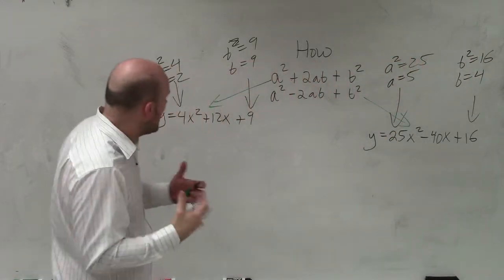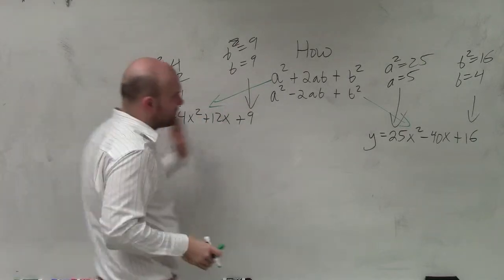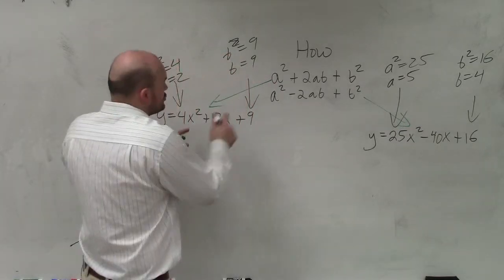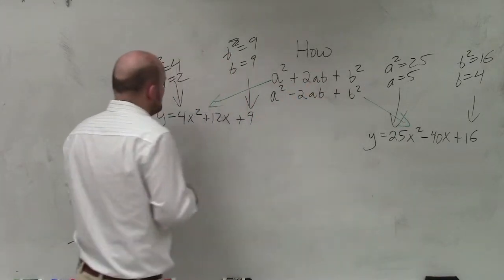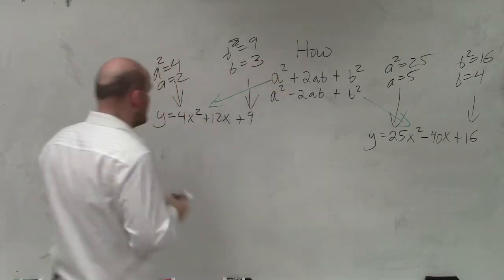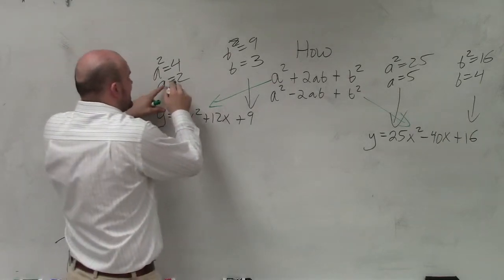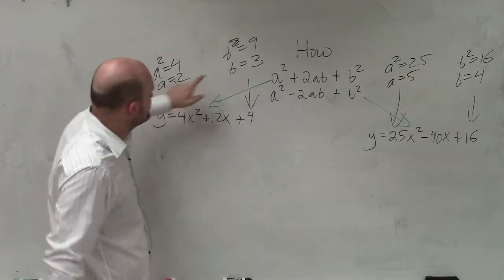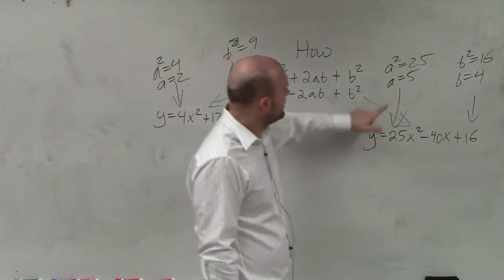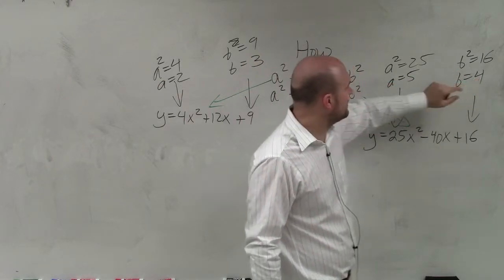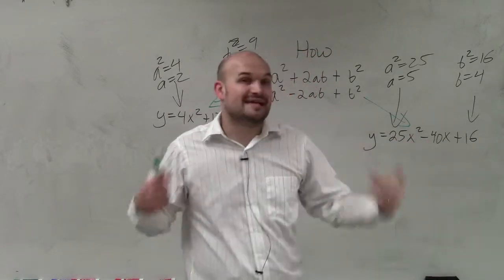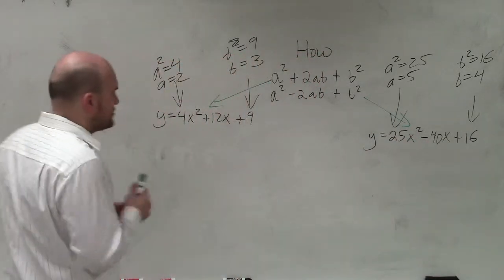Now, once we know that we have square numbers at the beginning and at the end, for our a and for our c, the next thing we want to do is determine if our middle term is 2 times a times b. So I want to multiply a times b and then multiply by 2. So 2 times 3 is 6, times 2 is 12. You can see this one fits the bill. Over here I have 2 times a times b, which is 5 times 4, which is 20, and then times 2, which is negative 40. So again, this fits the bill. So these are two perfect square trinomials.